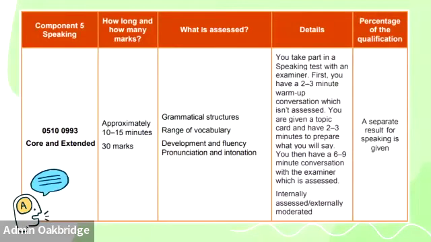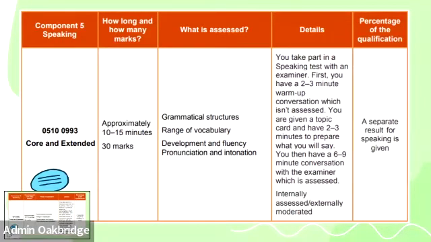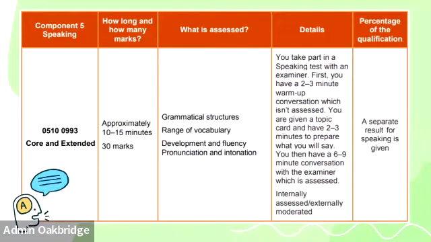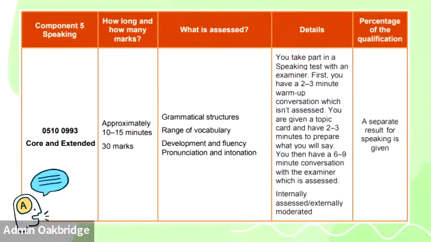Moving on to the third paper, which is component 5. Component 5 is a speaking test. All right. So for this speaking test, the duration will be approximately 10 to 15 minutes, and the overall marks will be 30. So what you as a candidate need to do is take part in a speaking test with an examiner. So first you will have a 2 to 3 minute warm-up conversation, which is not assessed.